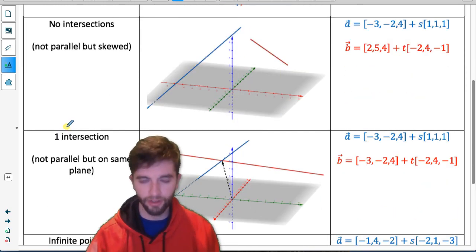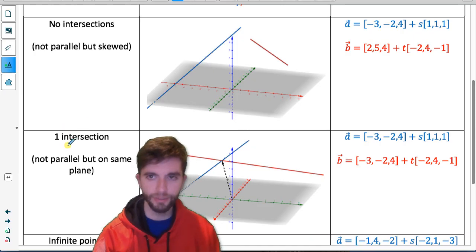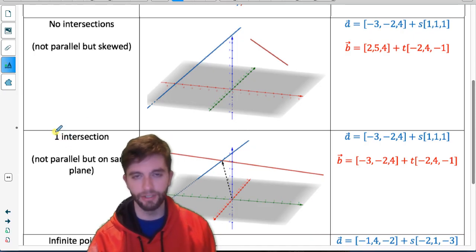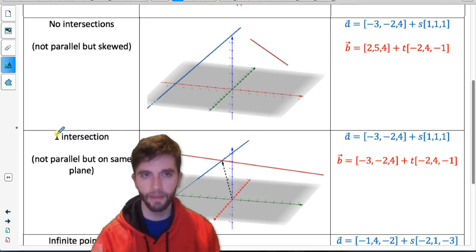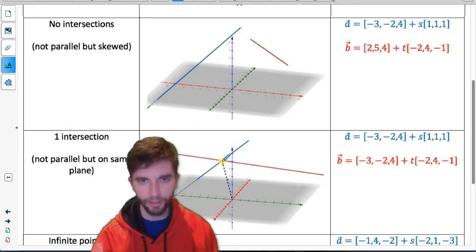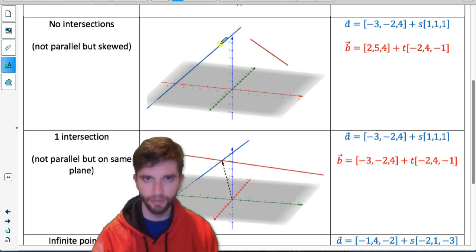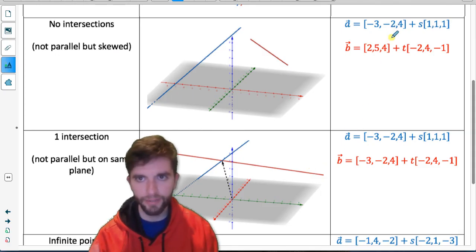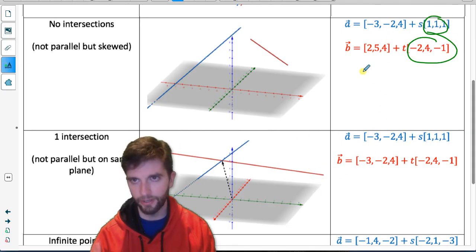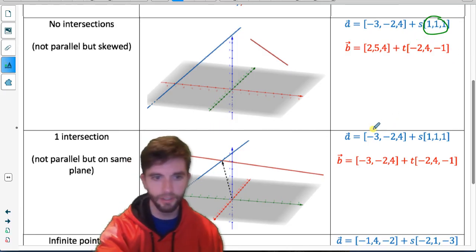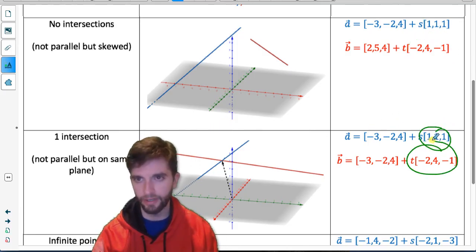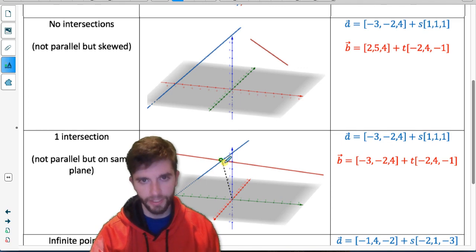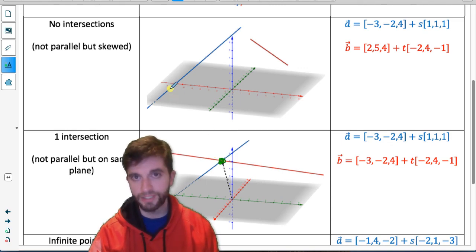What we're going to focus on, though, are now there are two scenarios for what could happen if the lines are not parallel to each other. If they're not parallel, we could get a point of intersection, but we could also not get a point of intersection. The lines could be skewed. So if we look at the two equations in both of those scenarios, notice the direction vectors are not scalar multiples of each other in either of those scenarios. But in one of the scenarios, we get a point of intersection. In the other one, we don't.